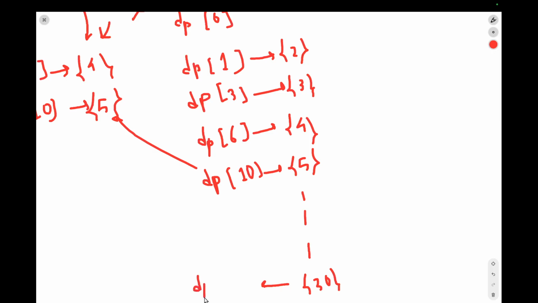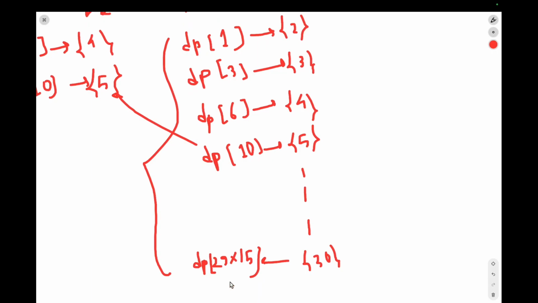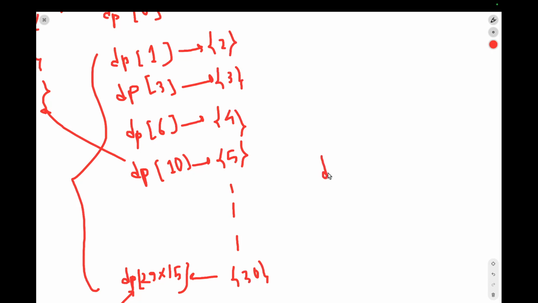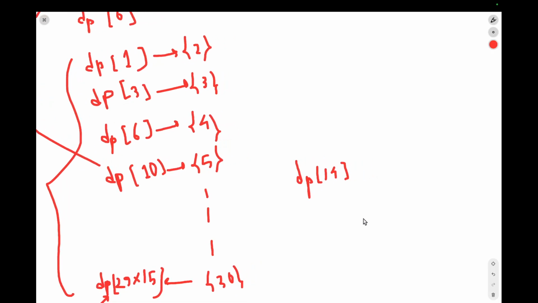So we can actually know dp of 29 into 15. We will know these dps. Here are 30 dps which actually we know, but this is up to this. Okay, then we have to actually calculate the rest of the dps. So let's say we have to calculate dp of 14. Okay, then how can I actually calculate dp of 14?